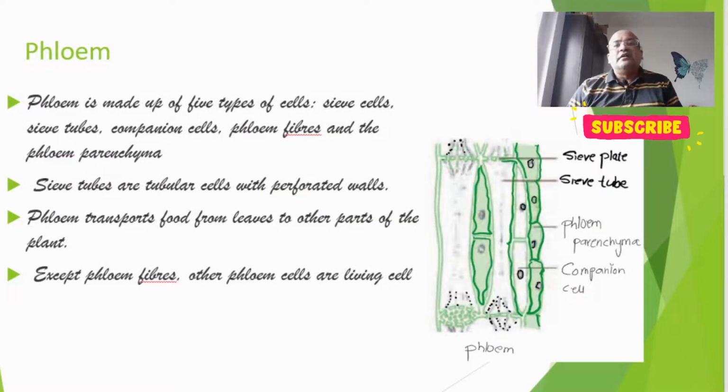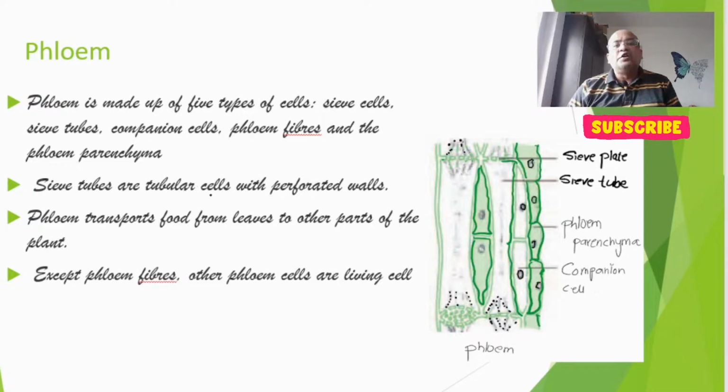Now let's see what phloem is all about. Phloem, as we all know, helps in the transportation of food from the leaves to the other parts of the plants. So phloem is made up of 5 types of cells. These are sieve cells, sieve tubes, companion cells, phloem fibers, and the phloem parenchyma. Here you see the structure, the sieve plate is there, the sieve tube is there, and the phloem parenchyma and companion cells are there.